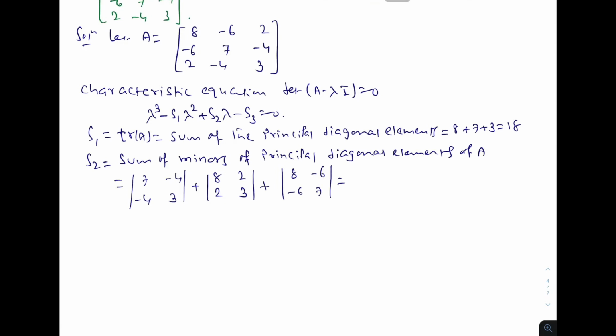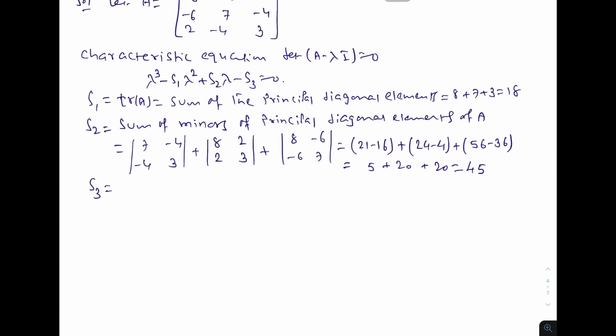And that is equal to, this one is 21 minus 16. Then this one is 24 minus 4. This one is 8 into 7, 56 minus 36. And so this is equal to 5 plus 20 plus 20, and so it is 45.